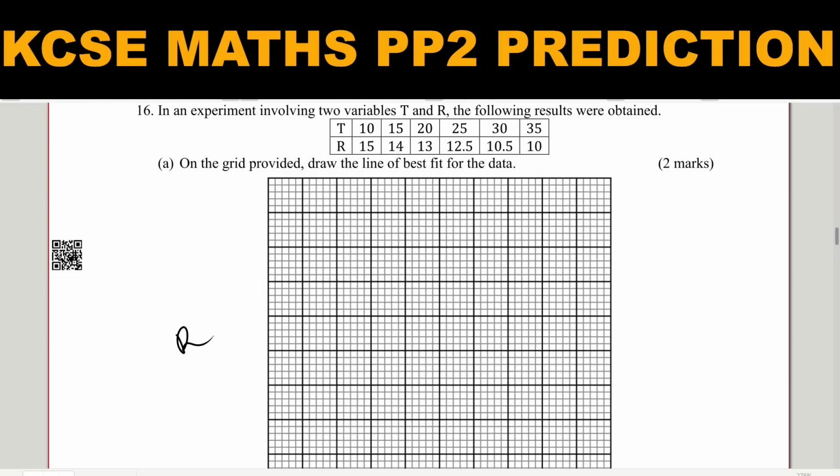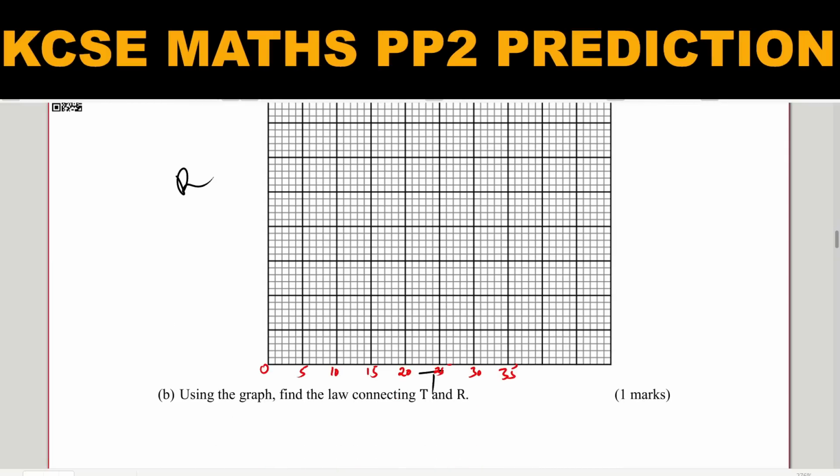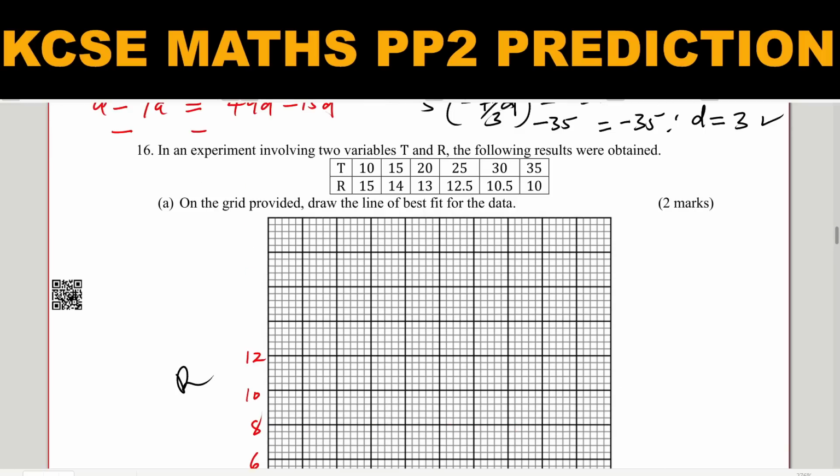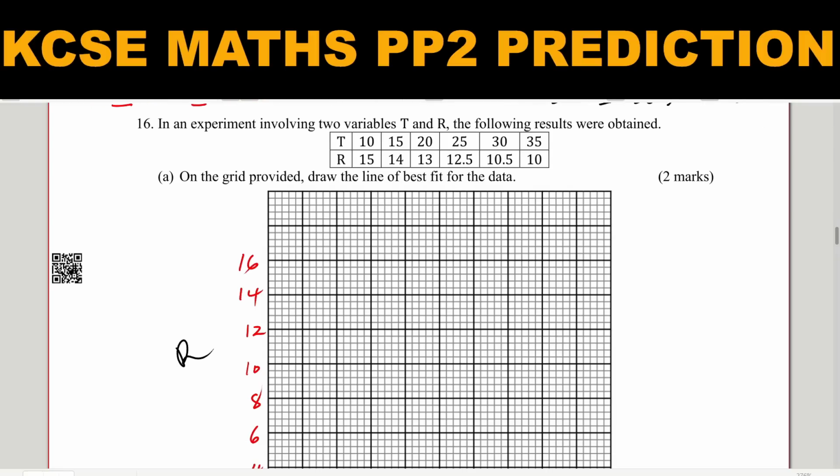Then for the y-axis, for r, you have 15 and 10.5. So we can use 1 centimeter to represent 2 for that. So 2, 4, 6, 8, 10, 12. You see the biggest is 12.5, so I can go up to 14. And then 15, so you can go to 16. So after doing that, now we can plot.